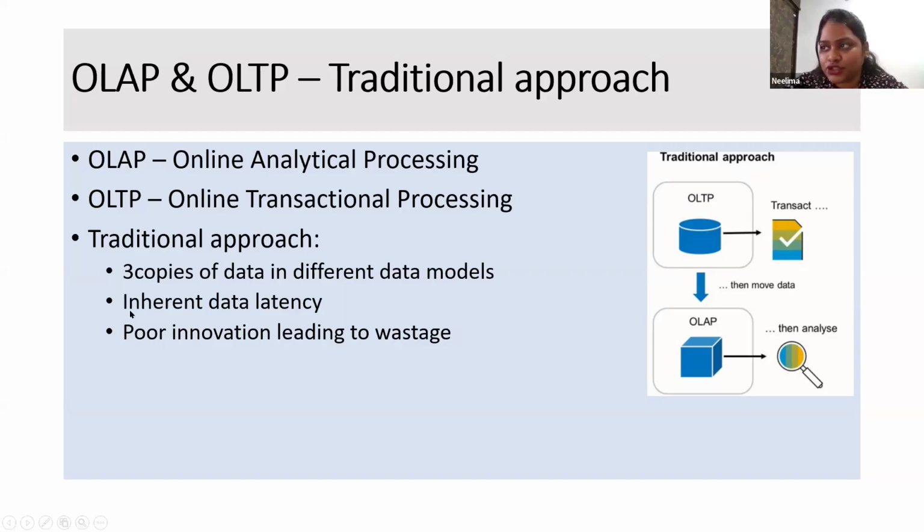So as I mentioned here, there were three copies of data in different data models. First transaction, then analyze, and then take the decision, so three copies need to be taken. Inherent data latency is nothing but the always-present delay in extracting the reports, along with poor innovation, leading to wastage. Okay, this is OLAP and OLTP in the traditional approach.